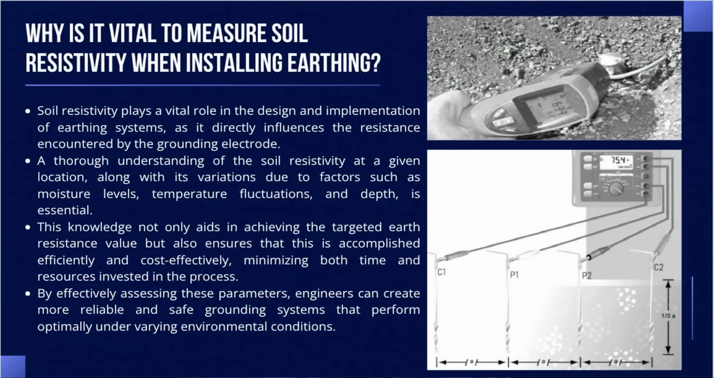Soil resistivity plays a vital role in the design and implementation of an earthing system, as it directly influences the resistance encountered by the grounding electrodes. A thorough understanding of soil resistivity at a given location, along with various factors such as moisture levels, temperature fluctuation, and depth, is very essential for proper installation of a grounding system.